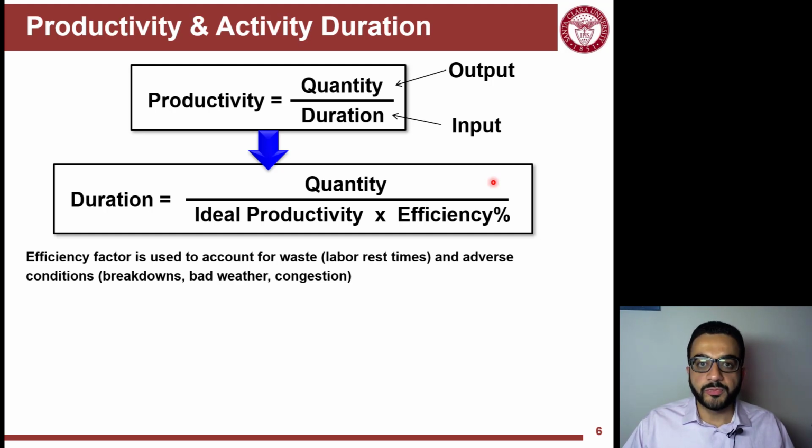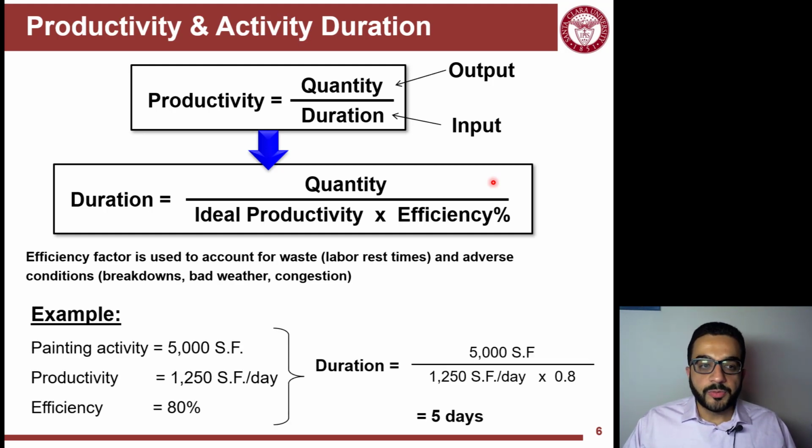Ideal productivity accounts for availability of resources and their dependency on each other, but there are breakdowns, incidents, break or rest times. A lot of things can happen that can deviate you from the ideal productivity that you calculate on a spreadsheet, on a piece of paper. So you're dividing the quantity over the effective productivity.